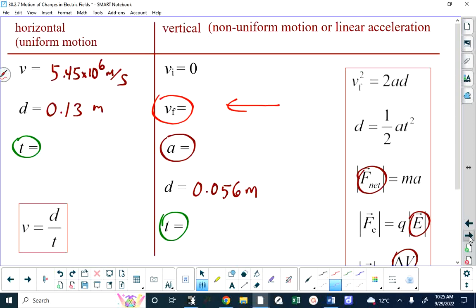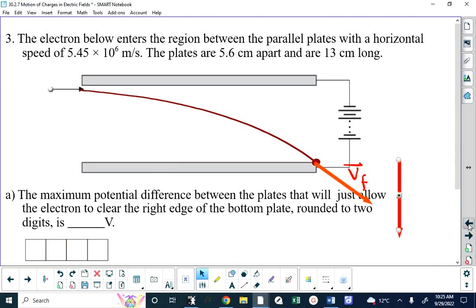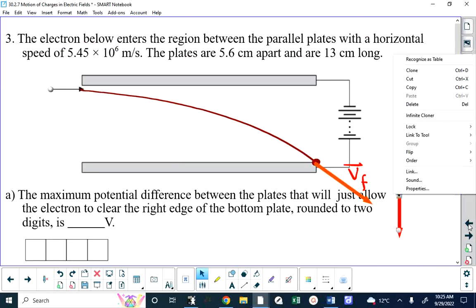And to be honest, I'm not sure where this arrow came from. Did I just draw that, or was it up there to begin with? Okay.